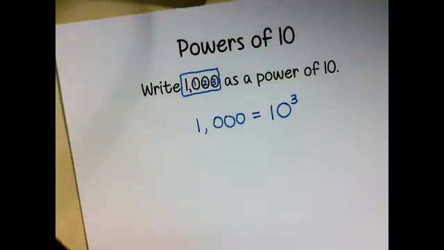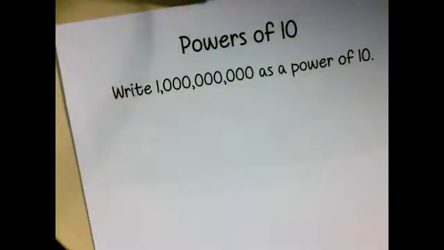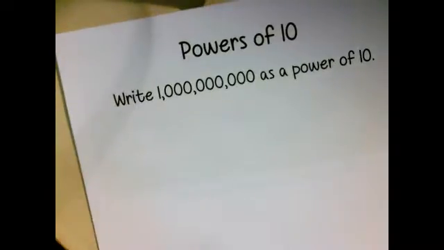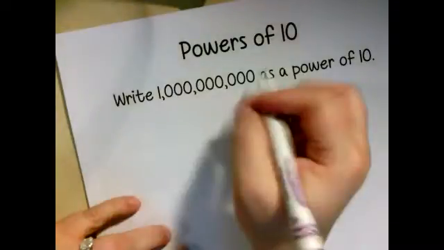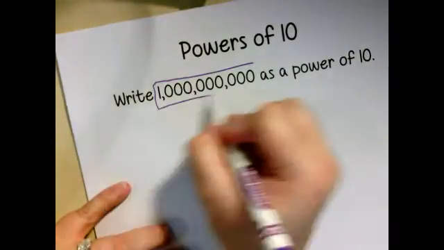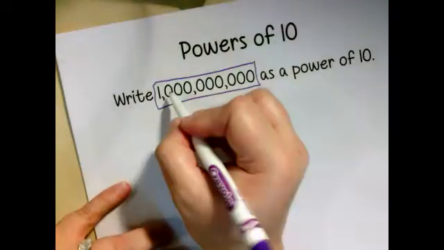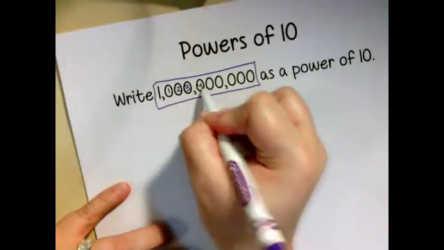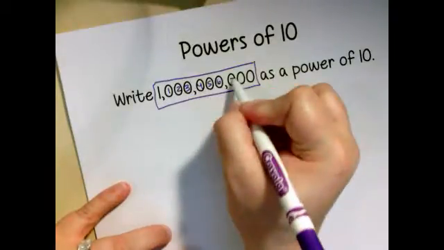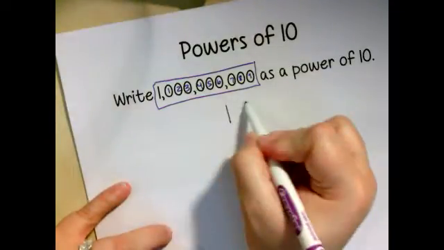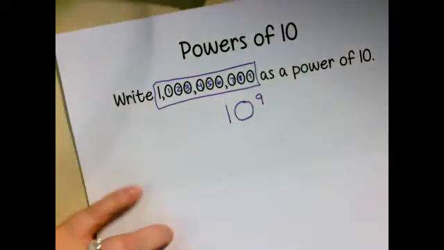And these, as I said, these can be huge. Like this one. So here's another one. If you were going to do this one, and you were going to write this number as a power of 10, take a look at your number here. And I see that I have 1, 2, 3, 4, 5, 6, 7, 8, 9 zeros there. So this is going to be 10 to the 9th power.